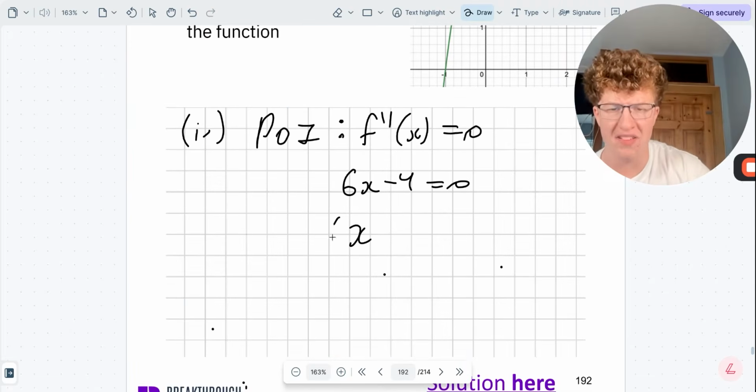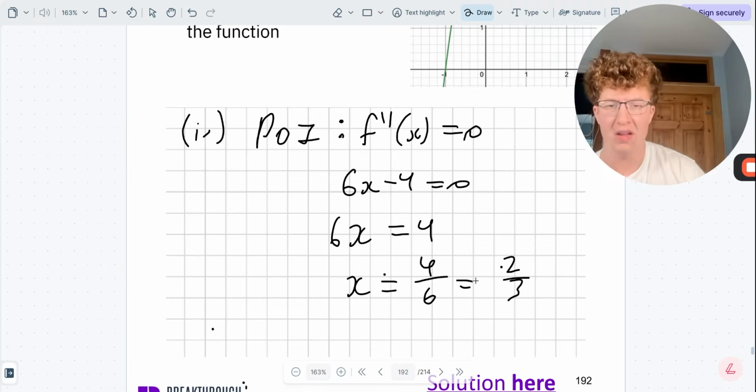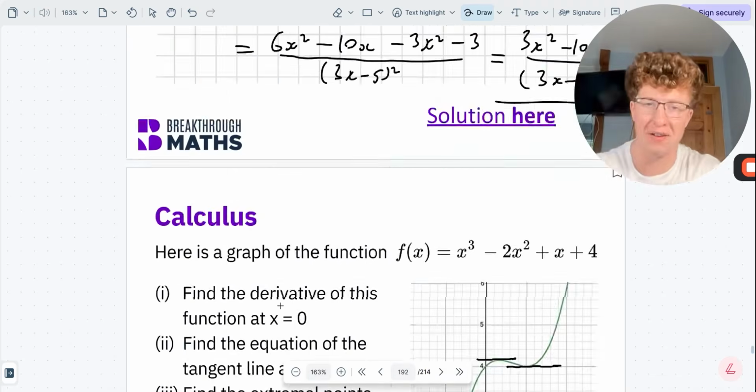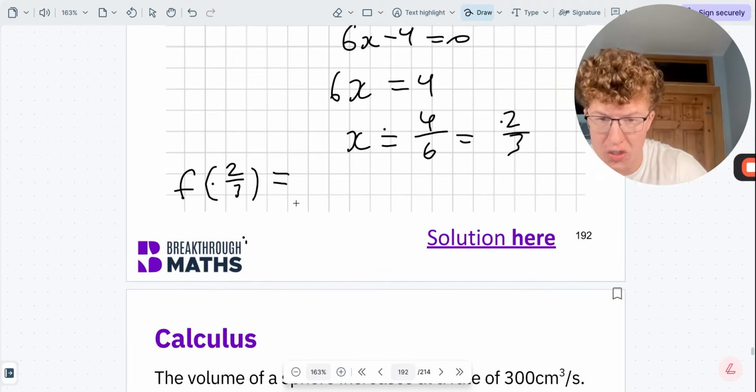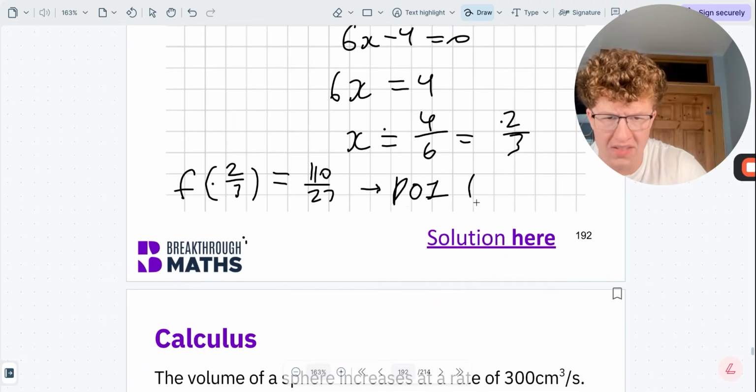That means the 6x must equal 4. And that means x must equal 4 over 6. And that's equal to 2 over 3. So then we fill that into the graph to get our point of inflection, because we have to get the y value as well. F of 2 over 3. Put that into the calculator. And when you plug that into your calculator, you should get 110 over 27. So the point of inflection, POI, is x is 2 over 3, y is 110 over 27, like that.